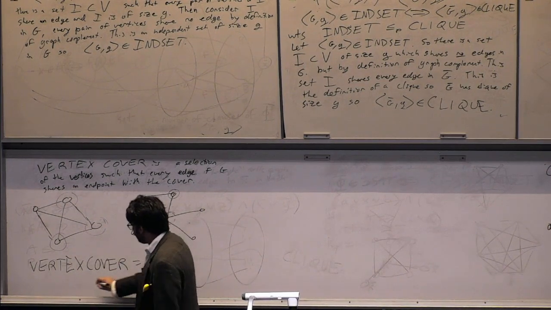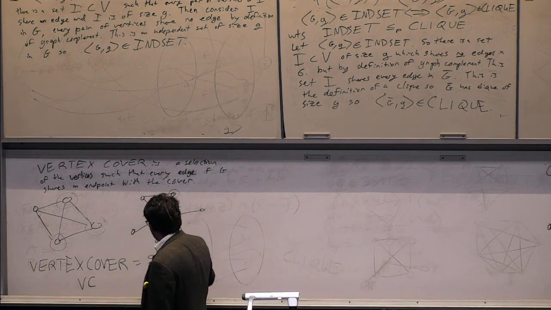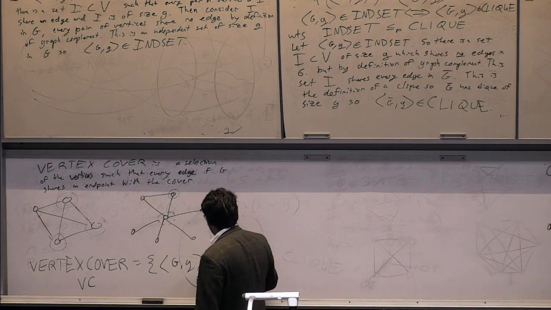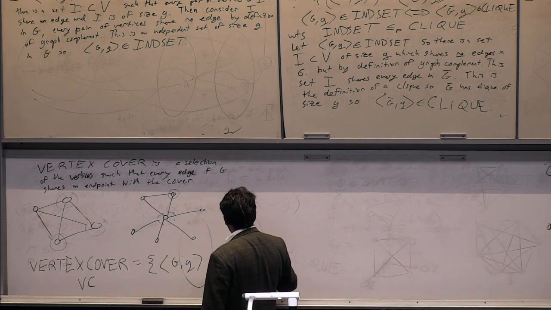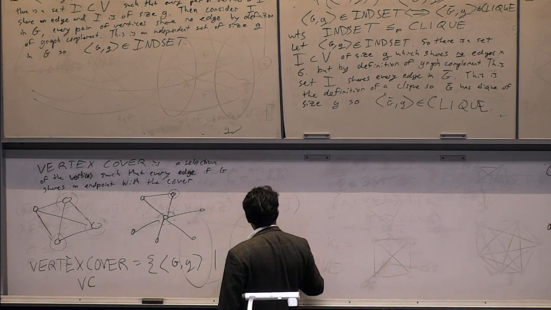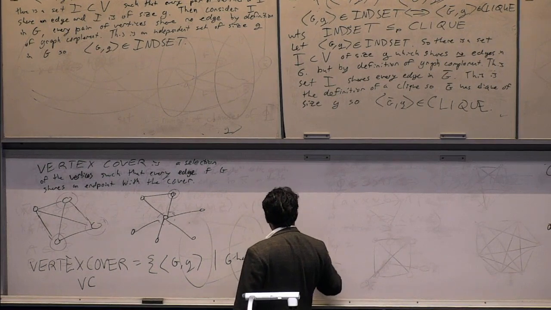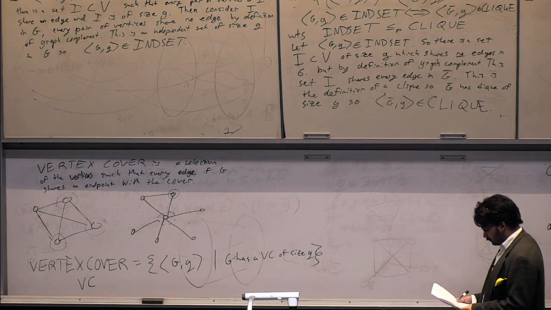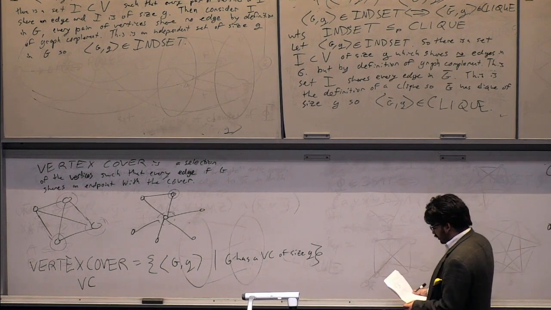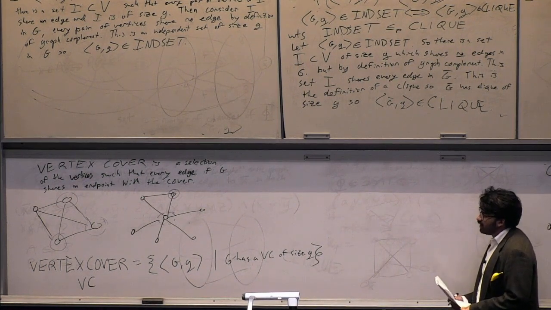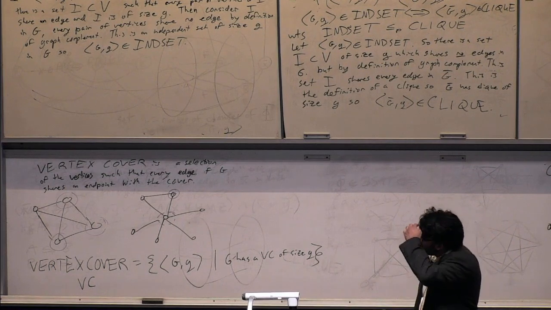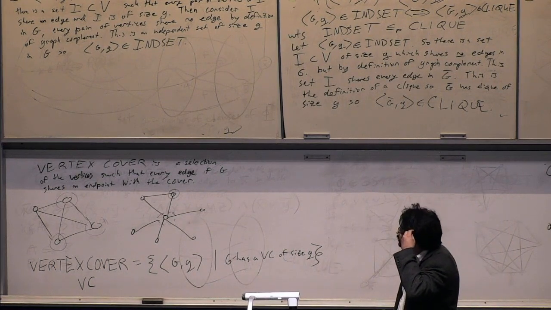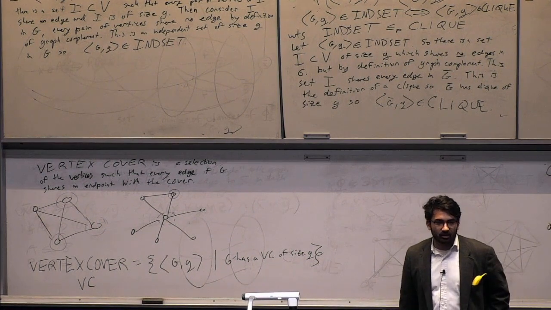I'll just call it VC, so I don't have to keep writing that. Given a graph G and a number g such that G has a vertex cover of size g. So what should the reduction be? What do we think we know about a vertex cover? What is the relationship between vertex cover and either clique or independent set?